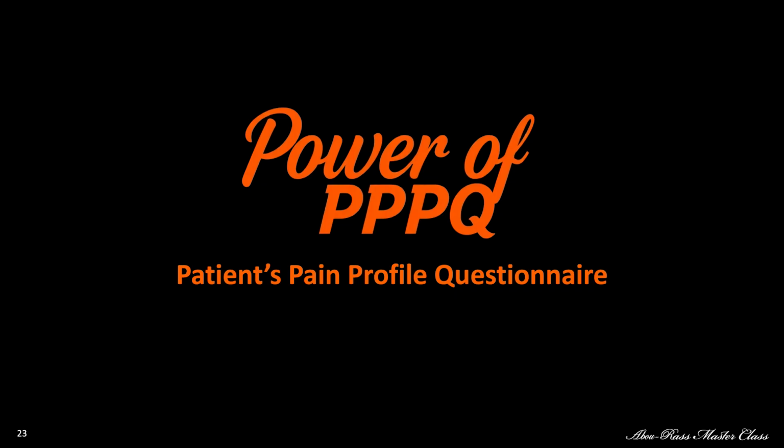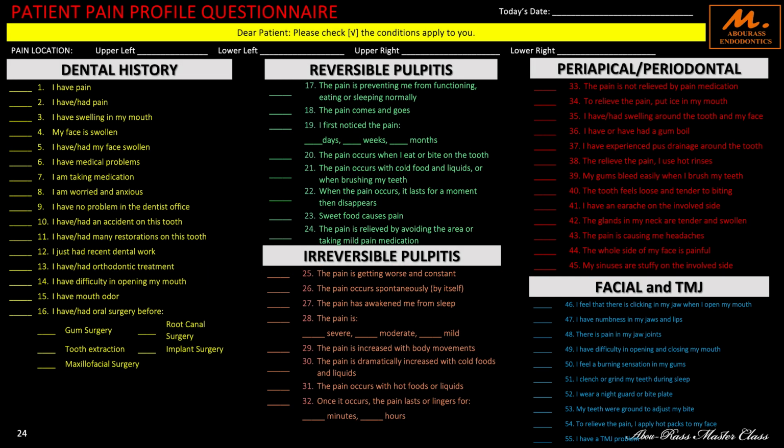And in the master class, each one of these powers, each one of these advantages, they're going to be having a 10 to 15 to 30-minute presentation focusing on each one of them. But in this presentation, I'm doing an overview. So the PPPQ, this is what it offers you.